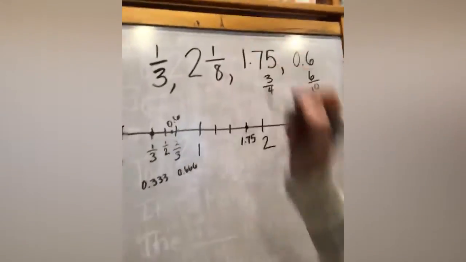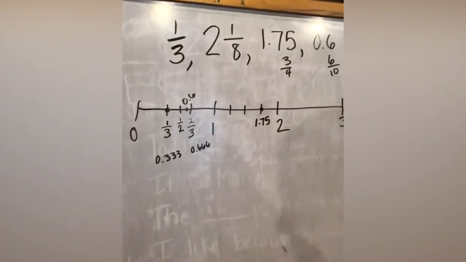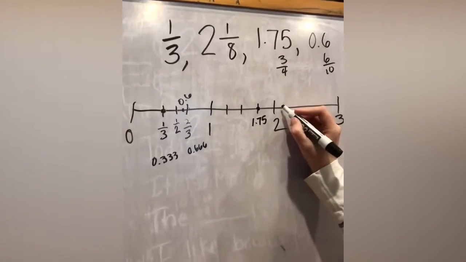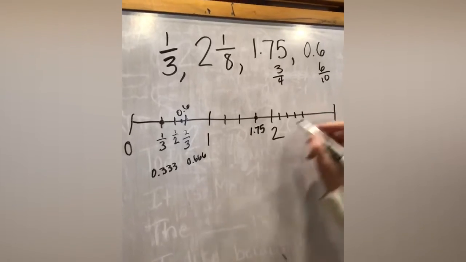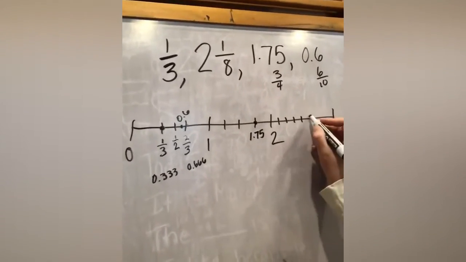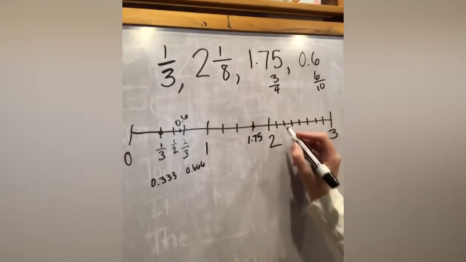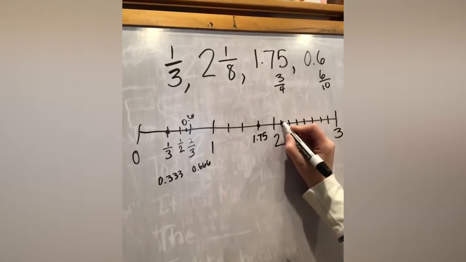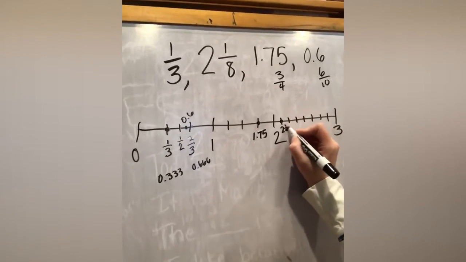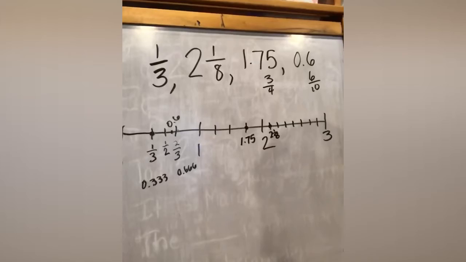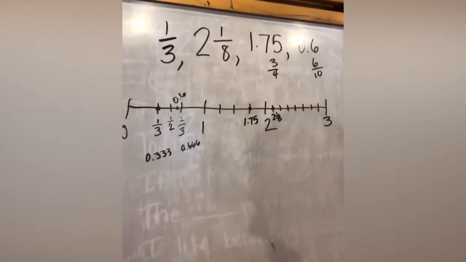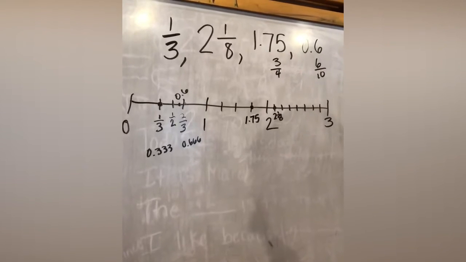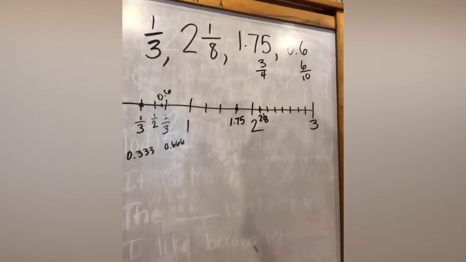And then finally for 2 1/8, again, I'm looking at a number greater than 2. I'm going to go ahead and break up between 2 and 3 into eighths. And I know that right here would be my 2 1/8 mark. So take a look at where you place these on your number line and see if you had the same as me.